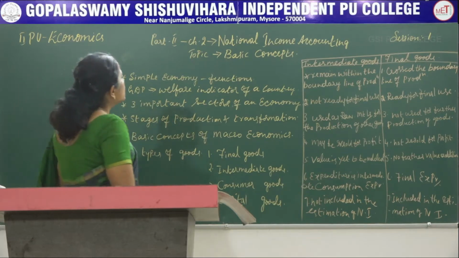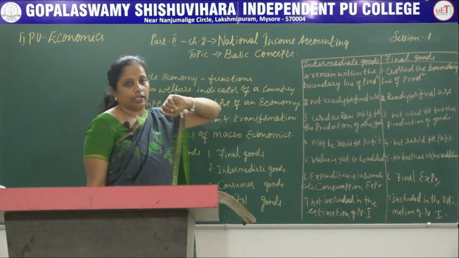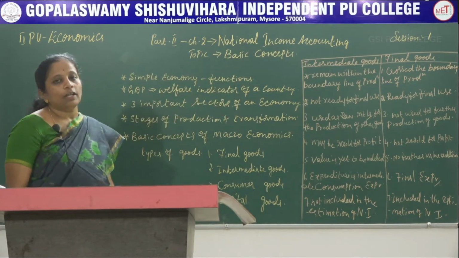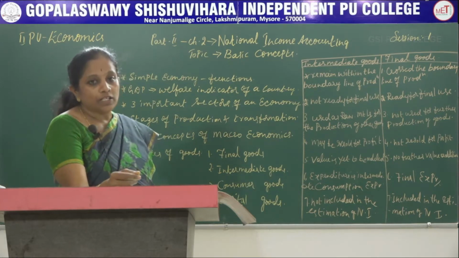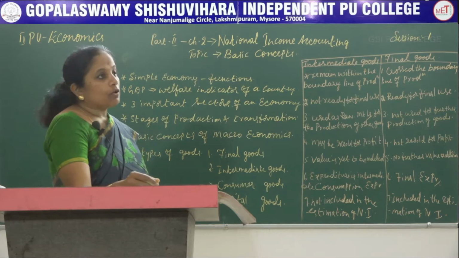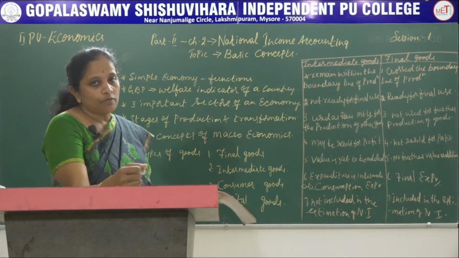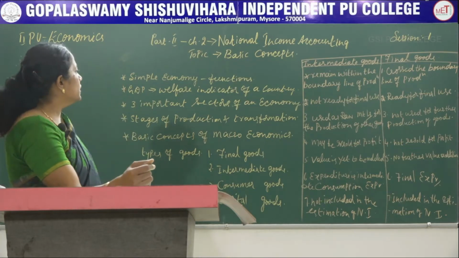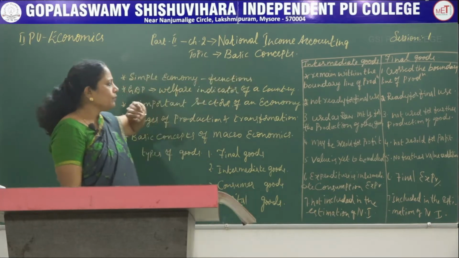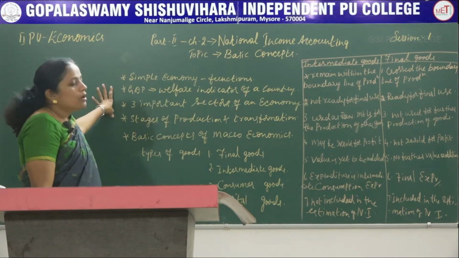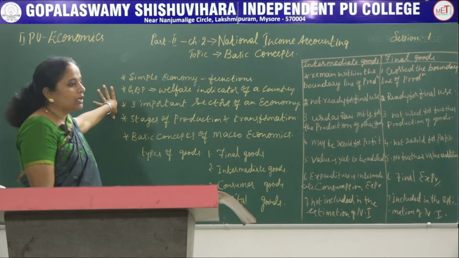So, the second lesson discusses national income accounting, that is the calculation of national income. How is the national income determined by a country? What are all the factors that are involved in the composition of national income? So, here some of the basic concepts are learnt today. First, let us see what are all the topics that are covered here under national income accounting.